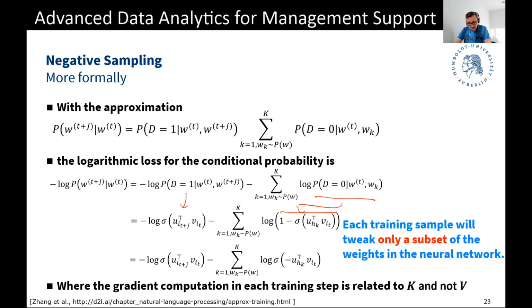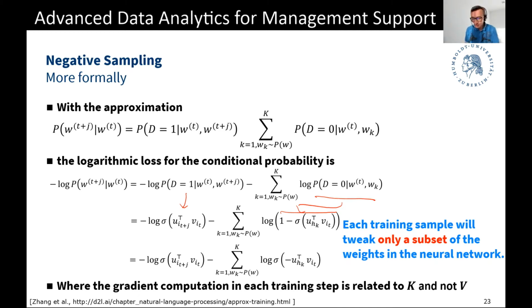And the key point is that the final equation looks much different from what we had before. Before, we had a sum that was running over the entire vocabulary. And now we have this sum where we have only capital K words or embedding vectors, u_k. So this sum is much easier to compute.